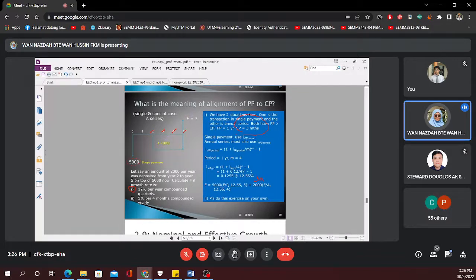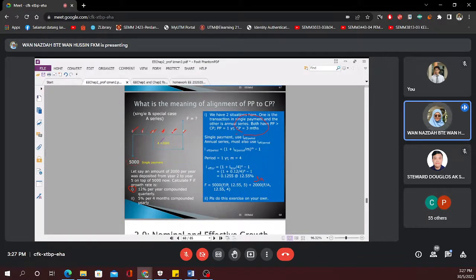So for F and P, you need to use formula pair number 1. You want to determine the P for 5,000. So the I effective in this case is 12.55%, and N equals 1, 2, 3, 4, 5.